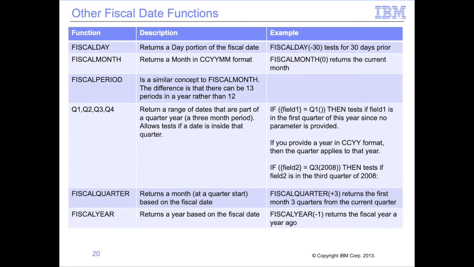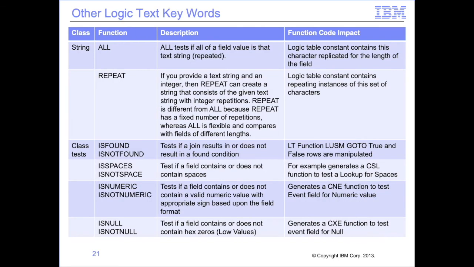Like batch date, additional keywords provide access to portions of fiscal date including day, month, period, quarter, and year. These parameters all operate against the fiscal date parameter and can be used in logic text in the views. Each modifies a constant in the logic table to perform the function. They also allow numeric parameters to perform calendar math either forwards or backwards. Other logic table functions also manipulate the logic table in a particular way.